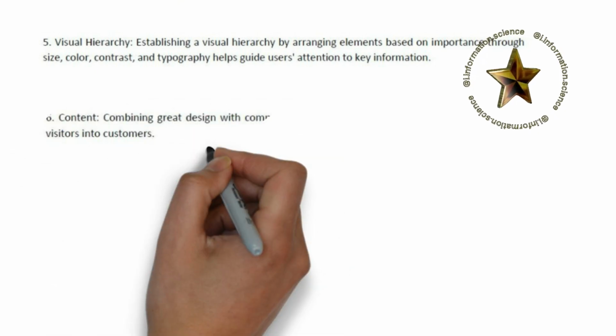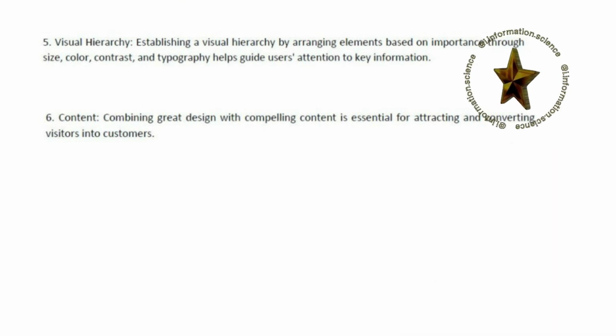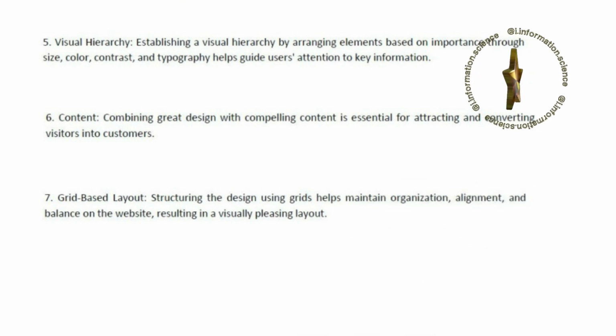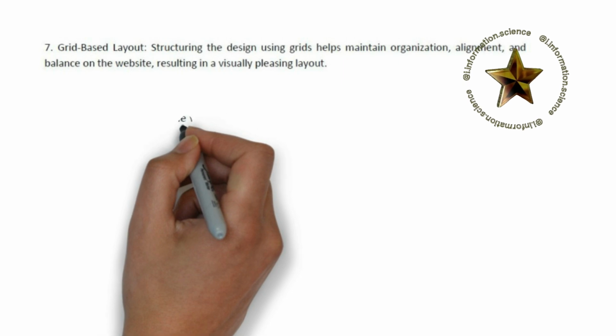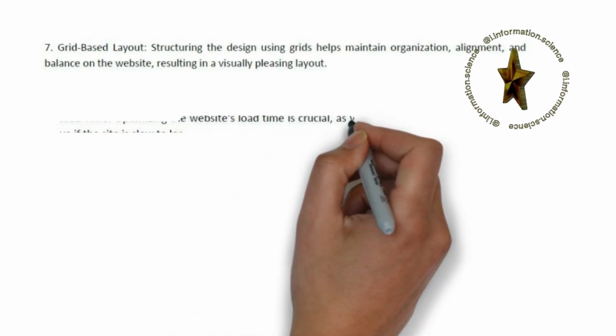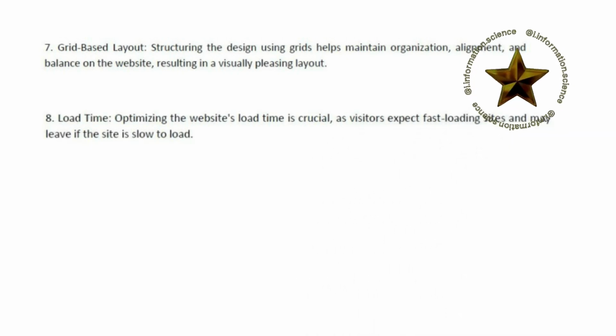6. Content. Combining great design with compelling content is essential for attracting and converting visitors into customers. 7. Grid-based layout. Structuring the design using grids helps maintain organization, alignment, and balance on the website, resulting in a visually pleasing layout. 8. Load time. Optimizing the website's load time is crucial, as visitors expect fast-loading sites and may leave if the site is slow to load.